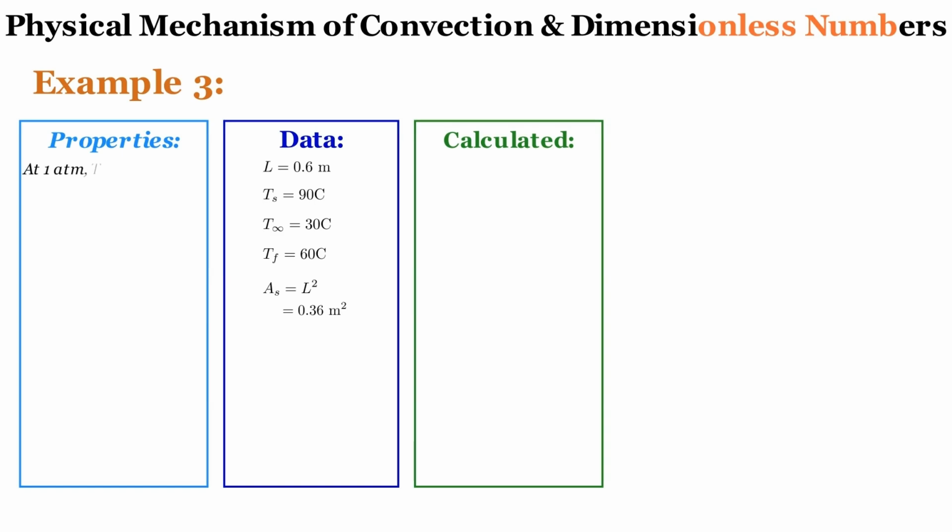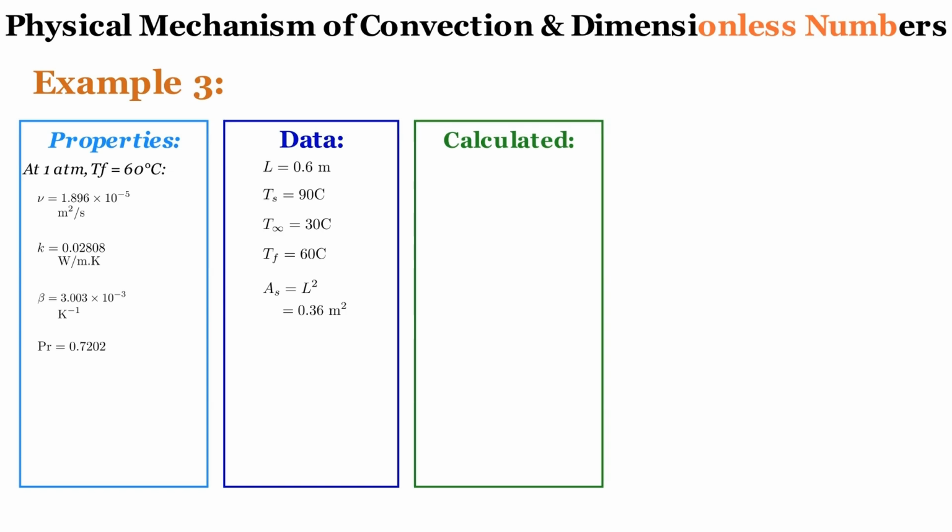Air properties at 1 atmosphere and 60 degrees Celsius. You should be getting familiar with these by now. Kinematic viscosity, nu, is 1.896 times 10 to the minus 5 square meters per second. Thermal conductivity, k, is 0.02808 watts per meter Kelvin. Thermal expansion coefficient, beta, is 3.003 times 10 to the minus 3 per Kelvin. And Prandtl number is 0.7202. All right, class, let's solve all 3 cases systematically.